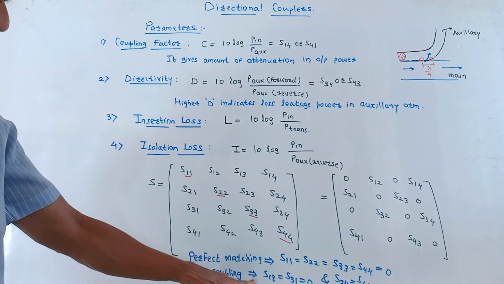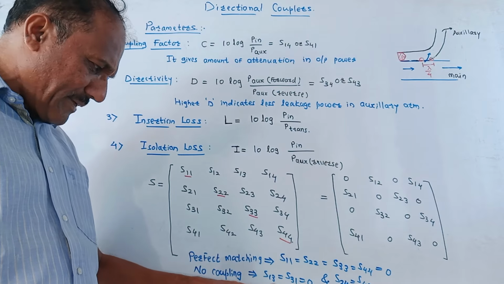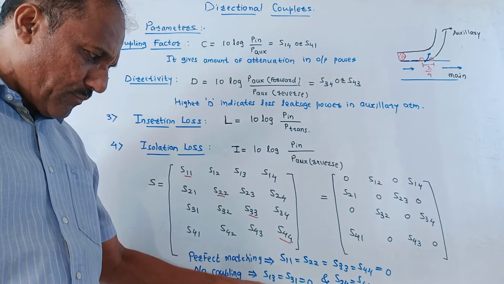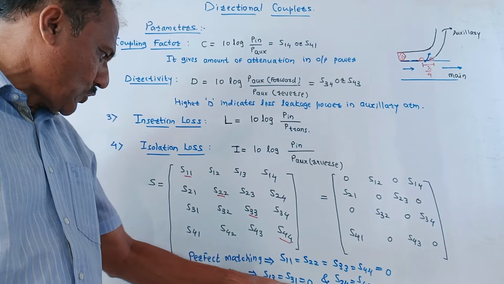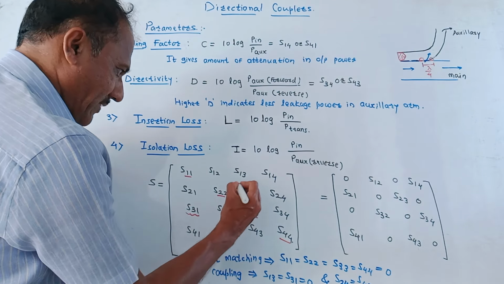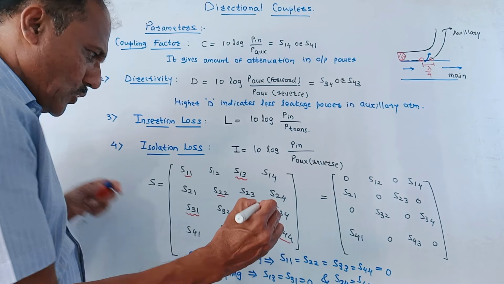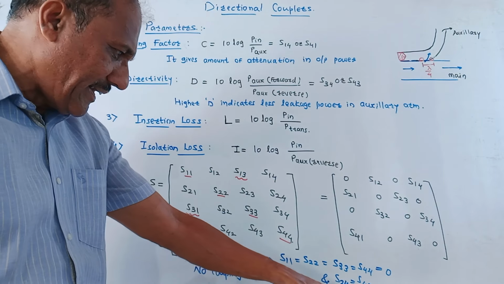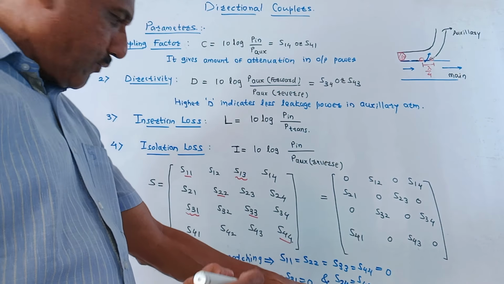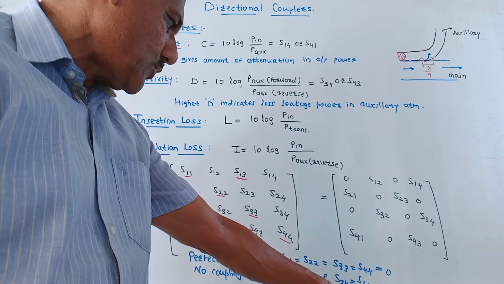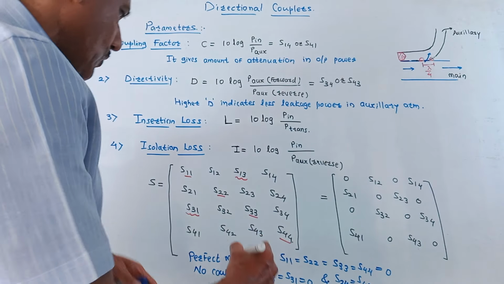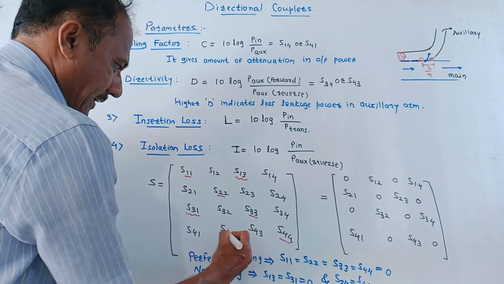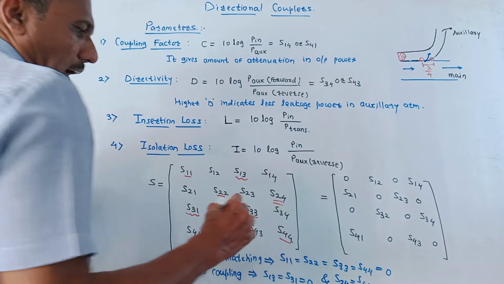Then there is no coupling between port 1 and 3. That means S13 and S31 are equal to 0. So these parameters S31 and S13 are made 0 in this matrix. Similarly, there is no coupling between 2 and 4. So S24 and S42 are equal to 0. So these things S42 and S24 are made 0.